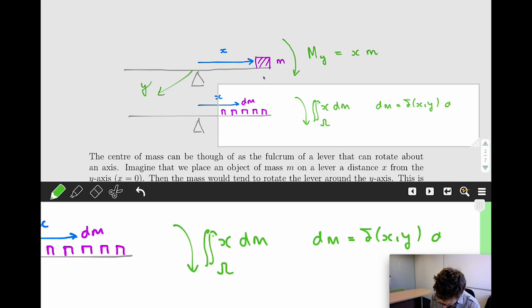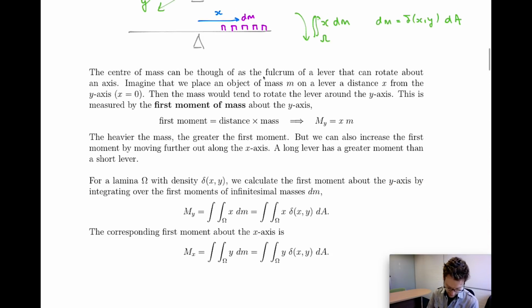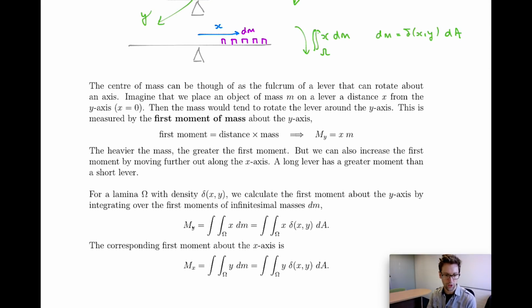So I can express the first moment as a double integral. I've written it down here for you. The total first moment will be the integral over all of those infinitesimal masses. So adding up all of the first moments from each of those masses, integrate over my object omega, and I end up with the first moment.